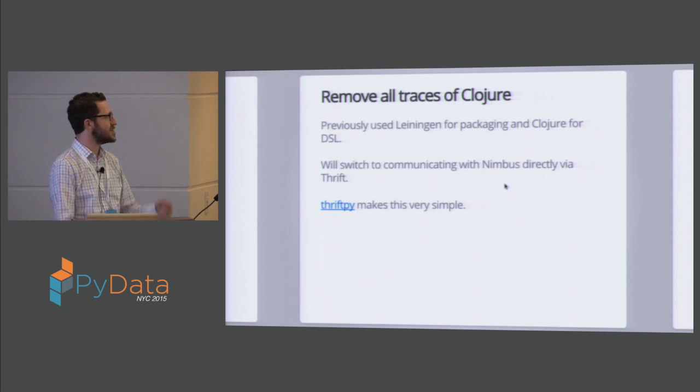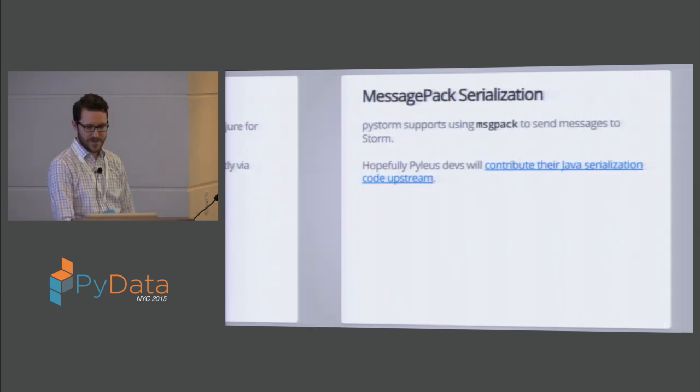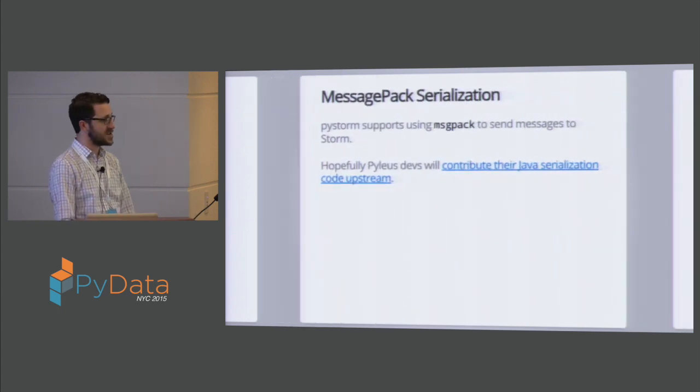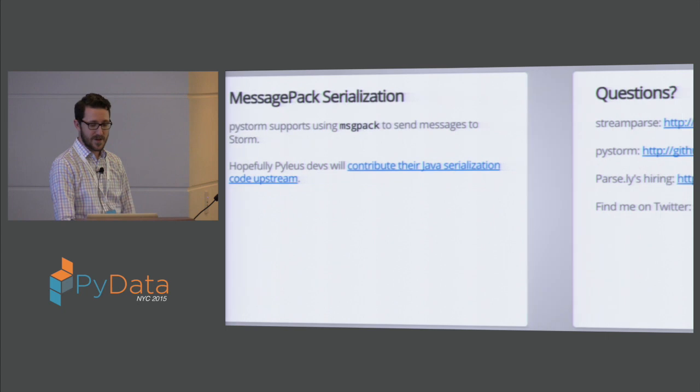That should be pretty easy because we can use Thrift to communicate with Nimbus because Storm was designed to use Thrift. But we weren't doing that before because ThriftPy didn't exist. And ThriftPy is a really, really nice Thrift implementation for Python that is much nicer than the official one because it works for Python 3. And you don't have to compile anything to use it because it's all pure Python. It can parse Thrift files in pure Python. And then we're going to add message pack serialization from the pyleus people.